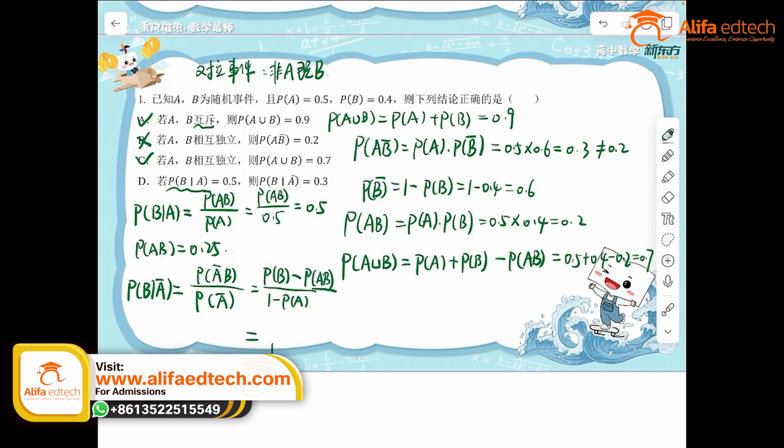Alright, let's go ahead and substitute the values. We have 1 minus 0.5, then P(B) is 0.4, and we subtract P(AB), which is 0.25. After we solve this calculation, our final result comes out to be 0.15, divided by 0.5 equals 0.3. So our answer for option D is also correct.